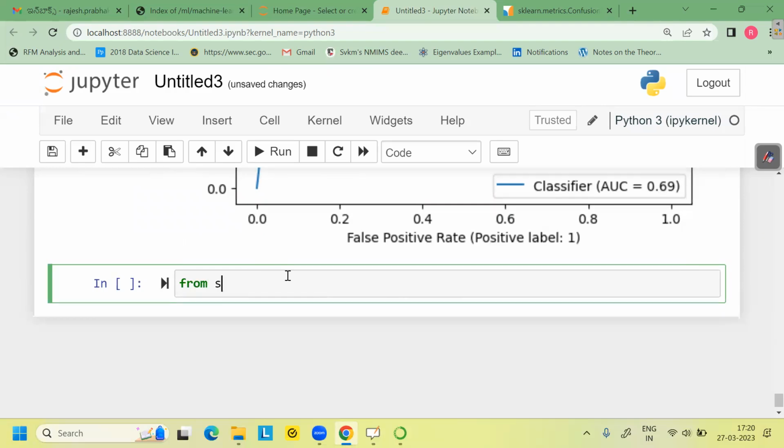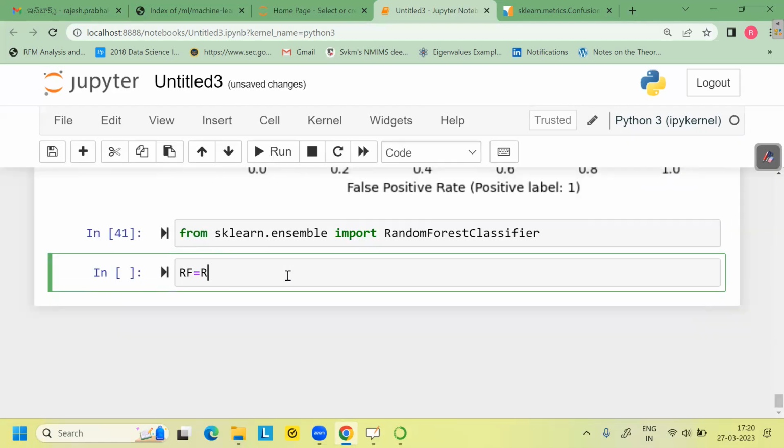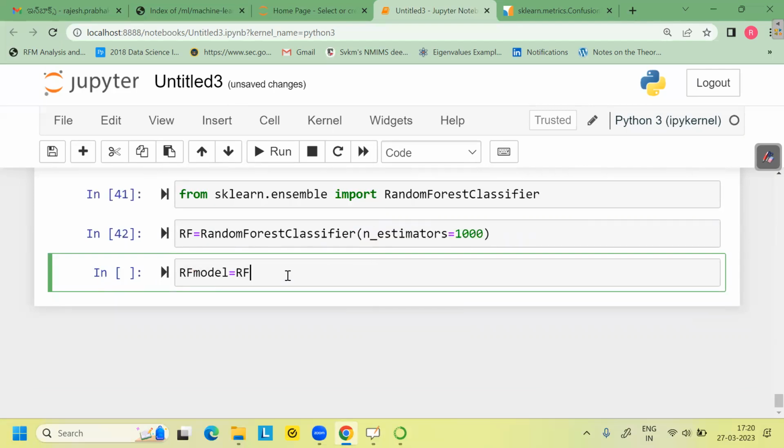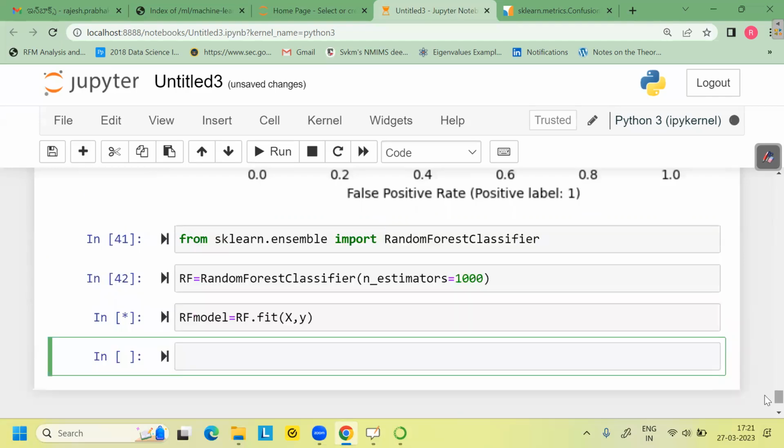So let us look at random forest. From sklearn.ensemble import RandomForestClassifier. RF is equal to RandomForestClassifier, n_estimators is how many here? Model is equal to RF.fit(X, y). From sklearn.ensemble import RandomForestClassifier, RF is equal to RandomForestClassifier, n_estimators is 1000. RF model is equal to RF.fit(X, y).